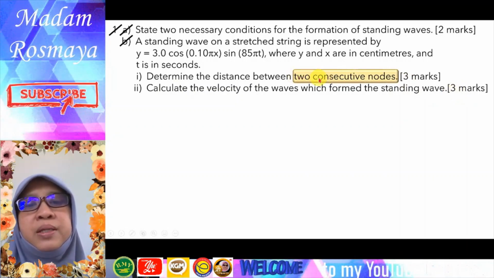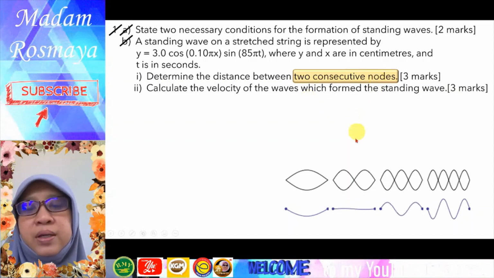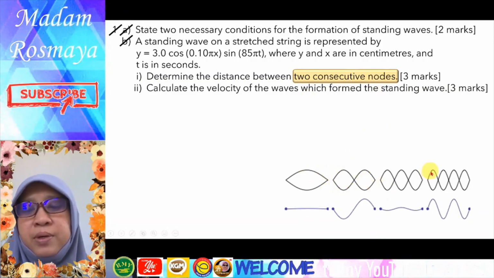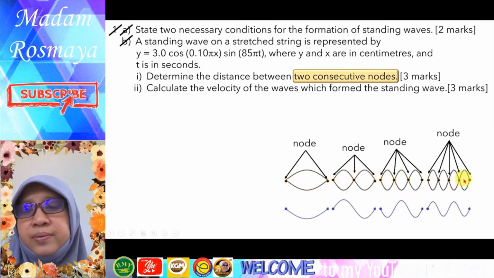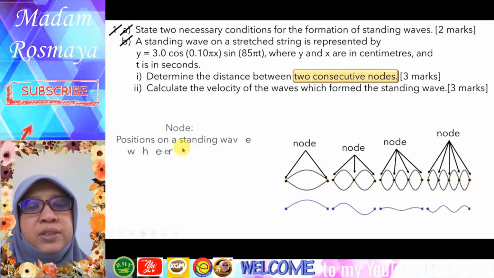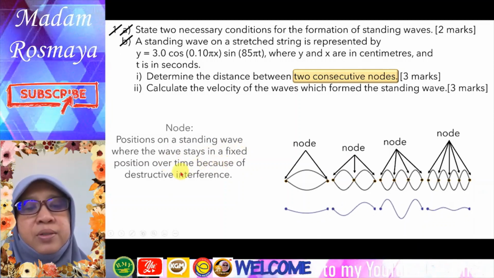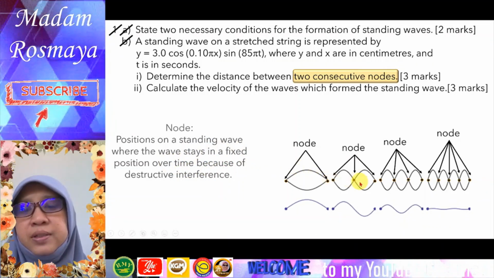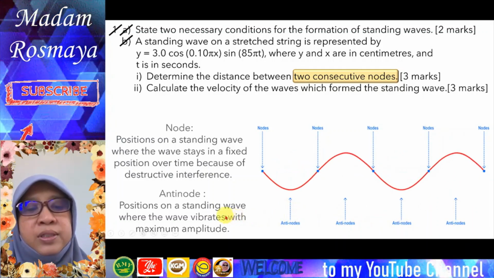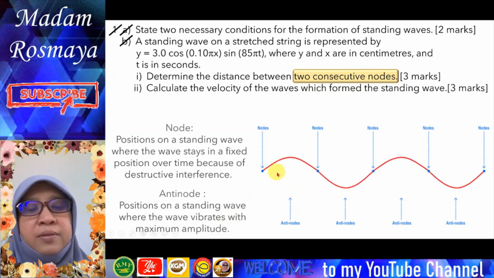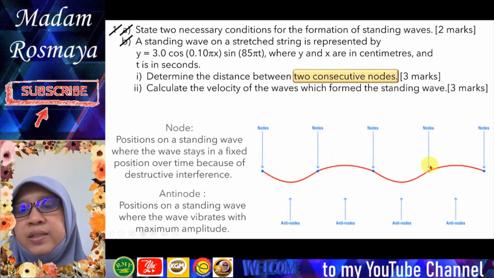Okay, to determine the distance between two consecutive nodes, you must know what is meant by node. For example, in this standing wave, the node is this point. A node is a position on a standing wave where the wave stays in a fixed position over time because of destructive interference. And the antinode is a position on a standing wave with vibration of maximum amplitude. Okay, this is antinode, this is node.